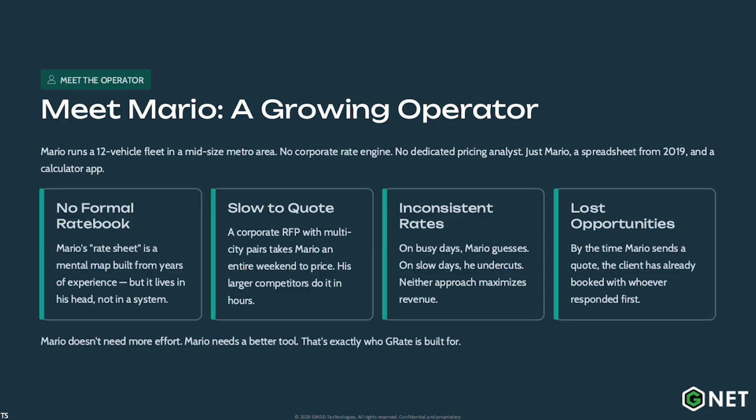He runs a mid-sized fleet, and he has no formal rate book, so he's running on his instincts. He's slow to quote because he takes the entire weekend to price out an area. With that, inconsistent rates, because on busy days he's guessing, and on slow days he's forced to undercut himself. Lastly, with that, lost opportunities. Your affiliates aren't going to wait around. They won't hesitate to take the first option that works.